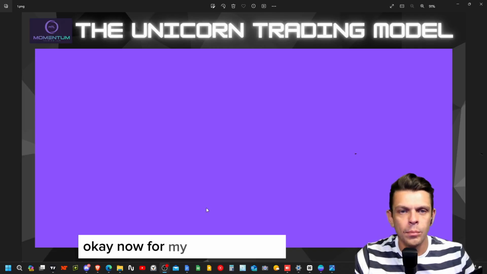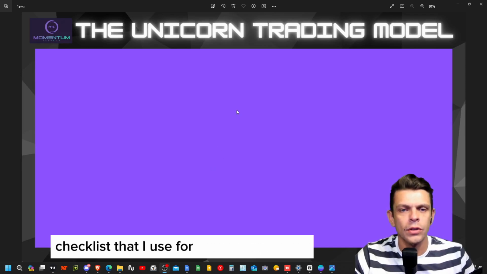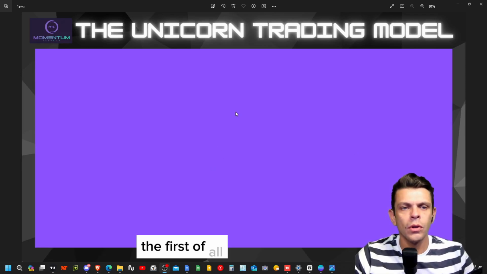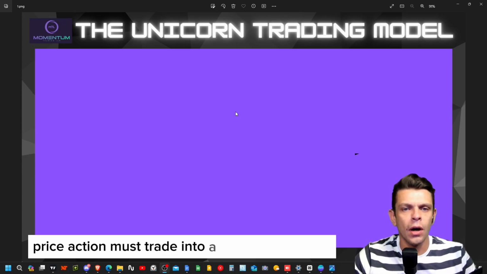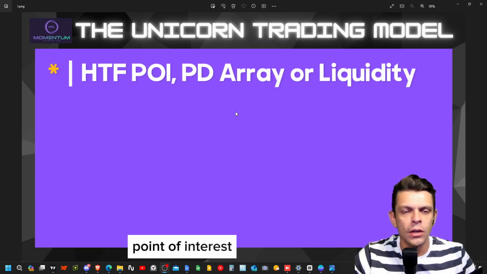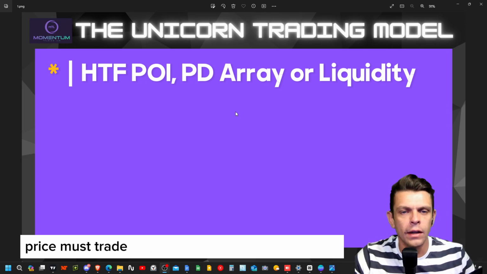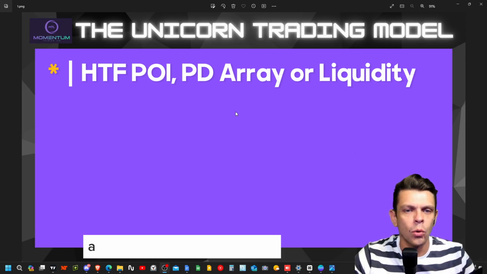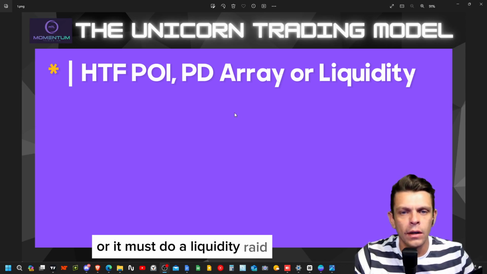Okay, now for my personal entry checklist that I use for this trading model. First of all, price action must trade into a higher time frame point of interest. What that means is price must trade into a higher time frame PD array, for instance, a breaker block, an order block, or a fair value gap, or it must do a liquidity raid. I look for that on the 4-hour, the 1-hour, and the daily chart.